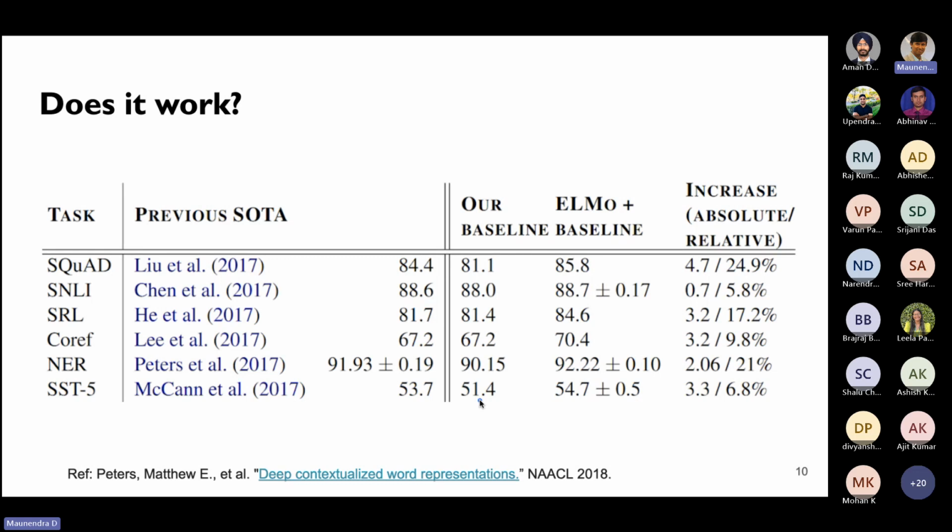And then what they did is that they applied ELMo there. So if these were some neural architectures operating on some representations, they retained the architecture but fed the ELMo representations, and they saw that the performance increased. These are the absolute improvements, and these are the relative improvements.